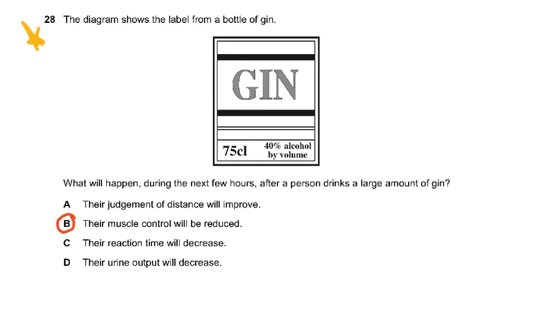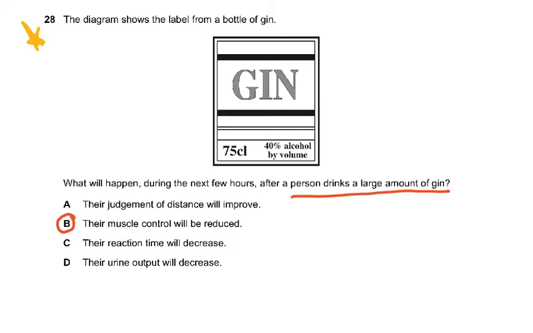Then coming to question number 28, now this has been mentioned in the exam report, and the exam report is not very happy. Most candidates interpreted this decreased reaction time as meaning slower reactions. So the diagram shows the label from a bottle of gin, 40% alcohol by volume, and what will happen during the next few hours after a person drinks a large amount of gin.